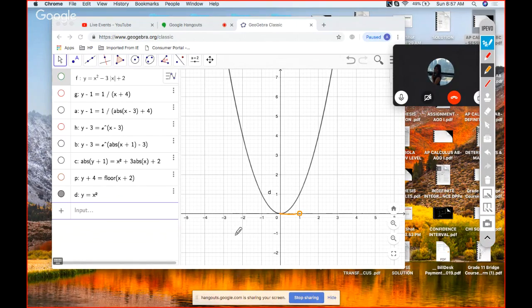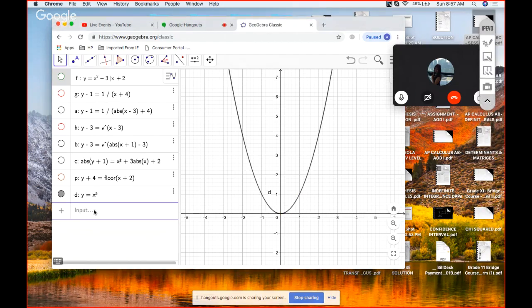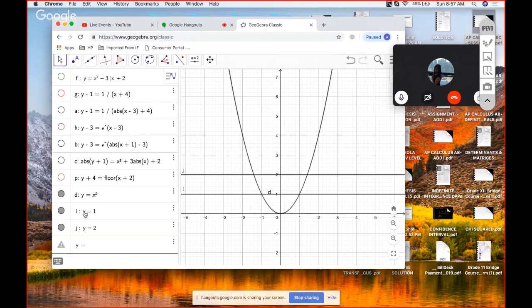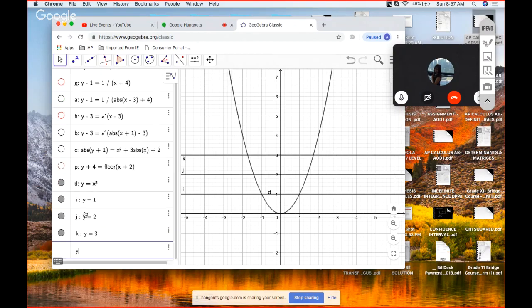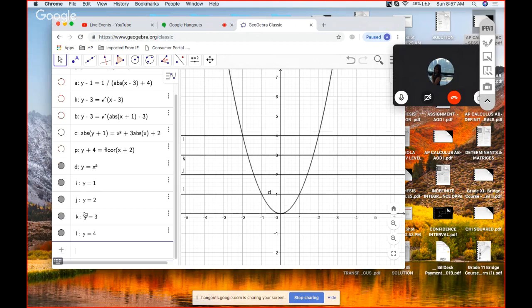Between 1 and root 2, which is 1.4 something, that part will fall like this. I'll just type in root 2 for you here. Or I'll do one thing. I'll plot y equal to 1, y equal to 2, y equal to 3, y equal to 4, like this. Now see what is going to happen. This makes my life pretty easy.